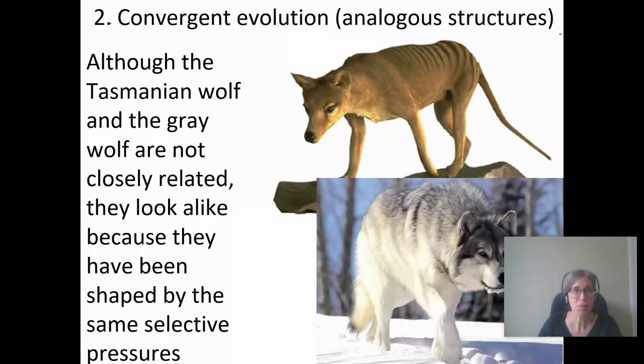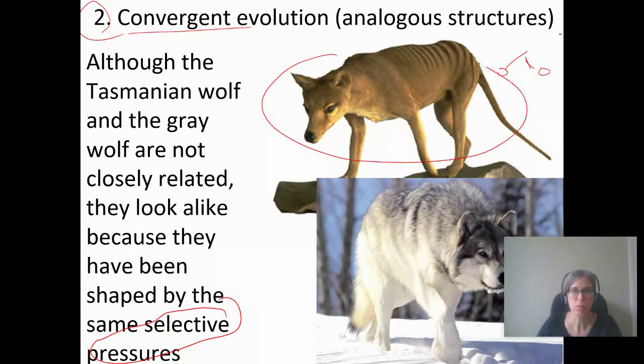Okay, the next piece of evidence, number 2, is convergent evolution. So that happens if you have 2 totally different groups, but they end up having the same selective pressures and end up looking the same. So even though they're not closely related, they end up looking alike. So here's the Tasmanian wolf, which is a marsupial.